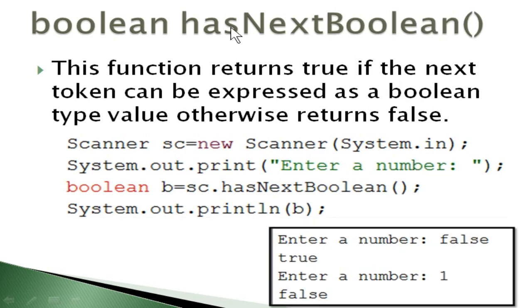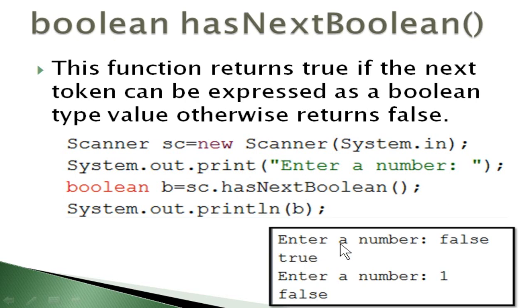Next is hasNextBoolean. Here it checks whether the given value is true or false. It has only two constant values available, true or false. If any one of these is given as input, then it returns true, otherwise it returns false. So you can see hasNextBoolean has been used. It will take the text token and check whether it is a boolean value.